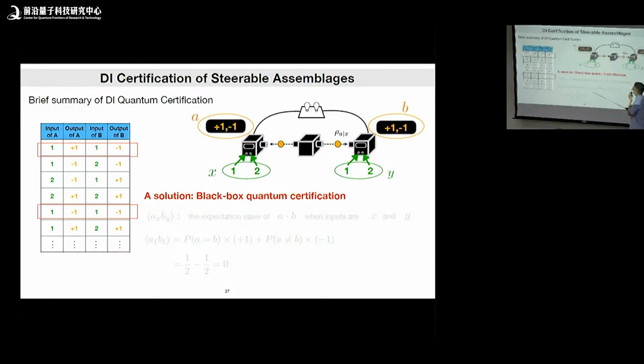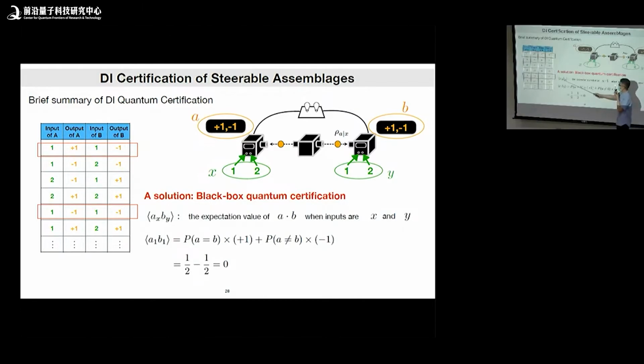So an important quantity is A_X B_Y, which represents the expectation value of A times B when the inputs are X and Y. Here, as an example, this A1 B1 represents the probability that A equals B minus the probability that A is not equal to B. So in this example, this quantity is 0.